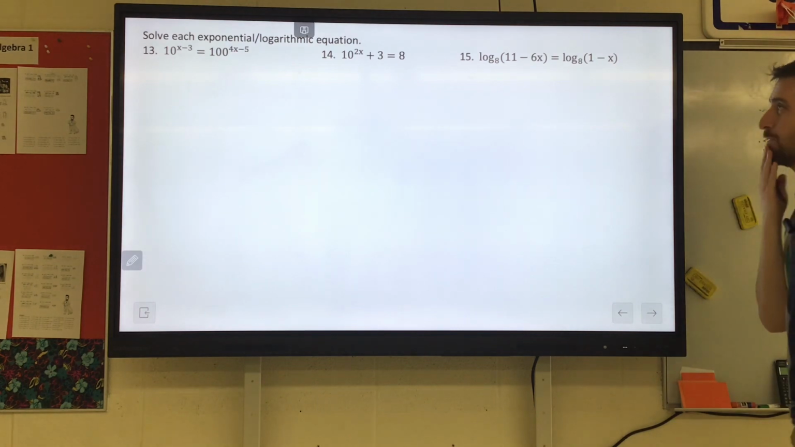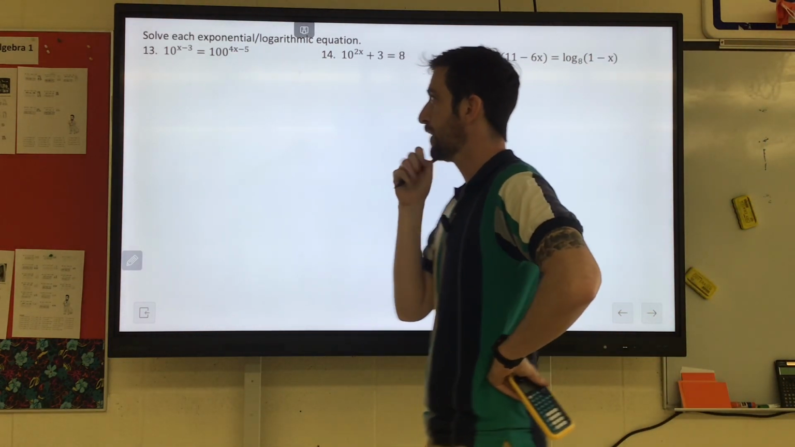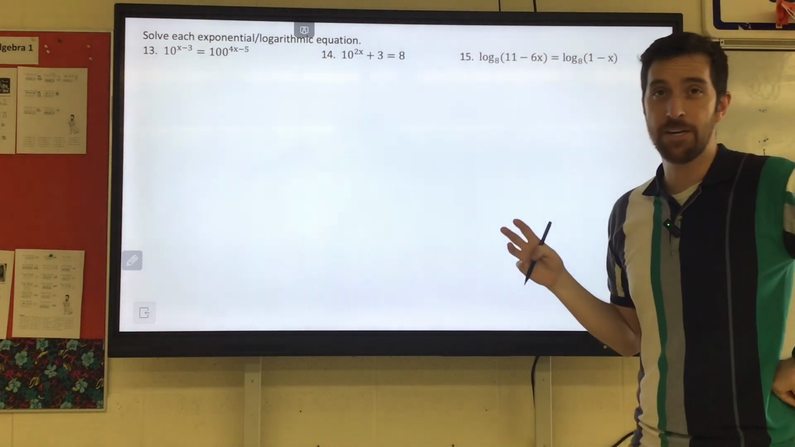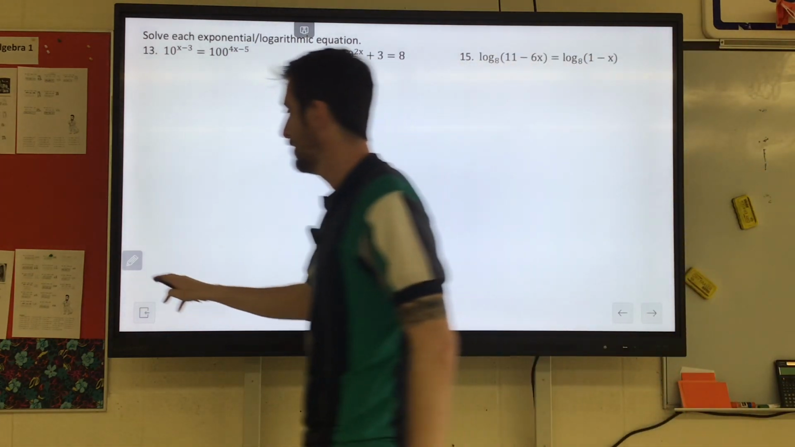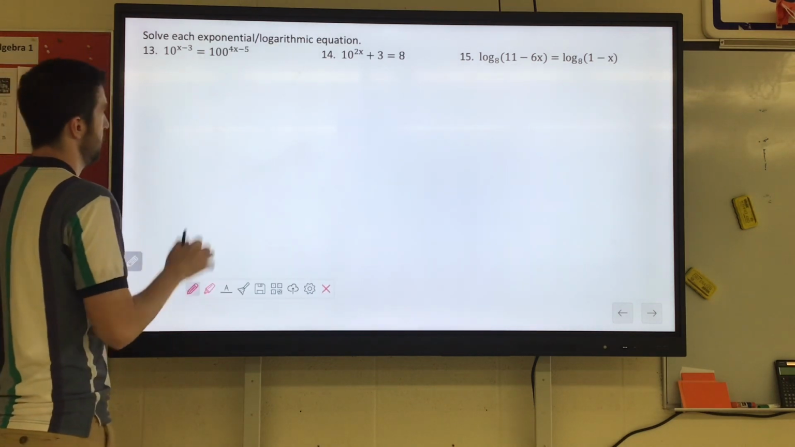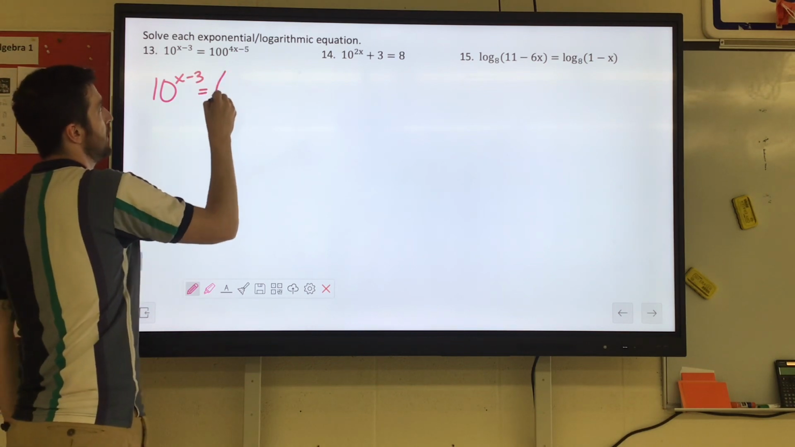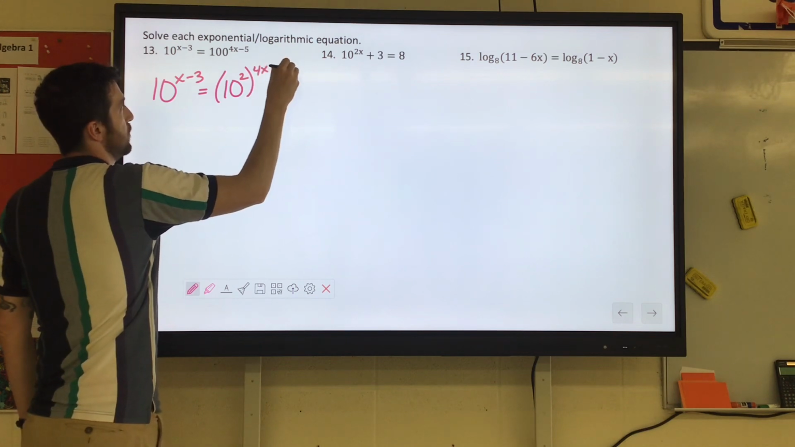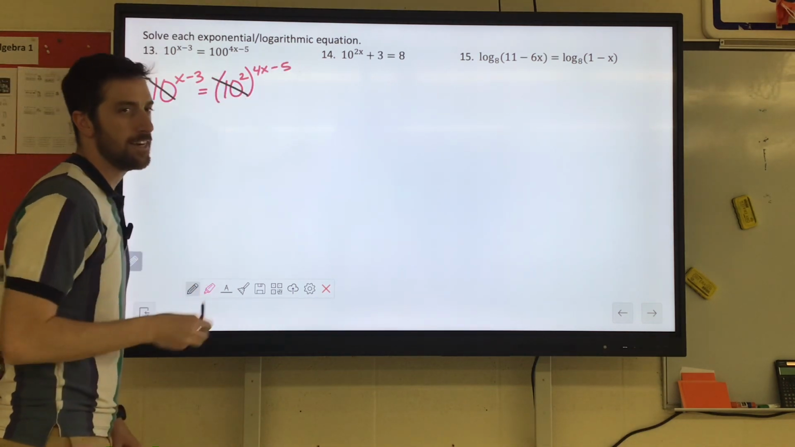All right, we got some logarithmic and exponential equations. Now, if you look here, we have exponents on both sides. We can get a common base, 10 and 100. We could make 100 10 to the 2nd power. So let's do that. On the left, we have 10 to the x minus 3rd. On the right, I'm going to change 100 to 10 to the 2nd, and then to the 4x minus 5. Again, we have that common base of 10, so we're just solving the exponents.